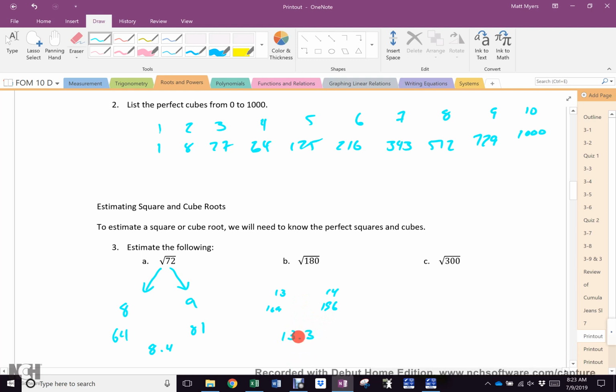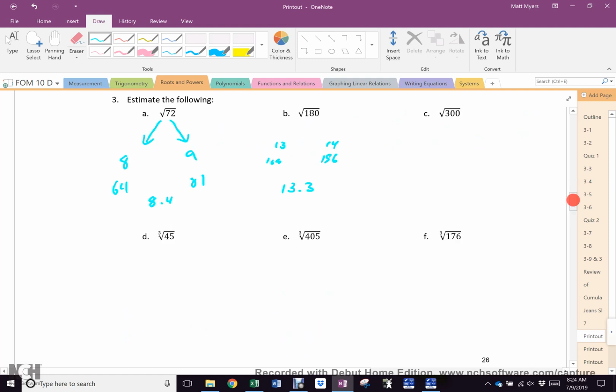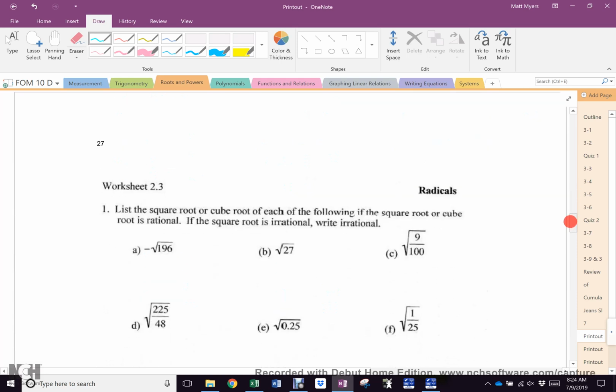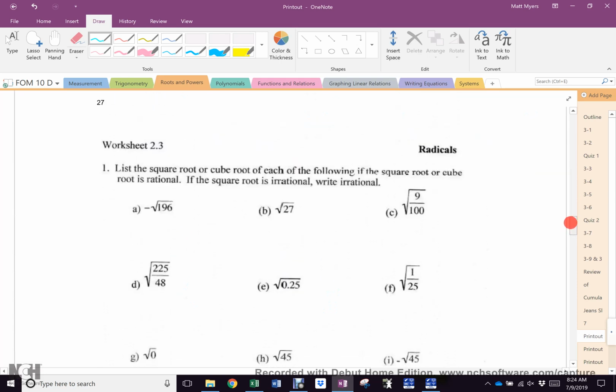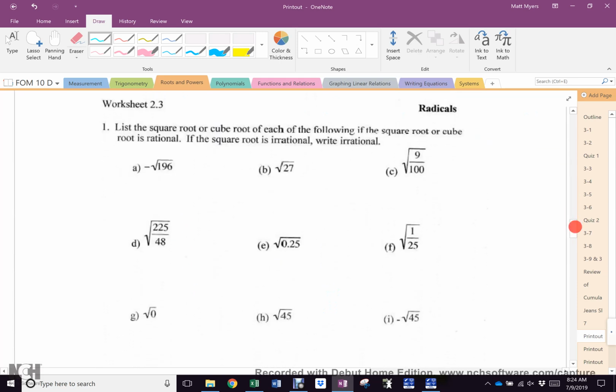Now, there is a way to do this better. I'm not going to waste your time with it. Everybody okay? All right. Skip ahead. We're going to skip all this. We're going to do a bit of work on page 27. Please go to page 27.